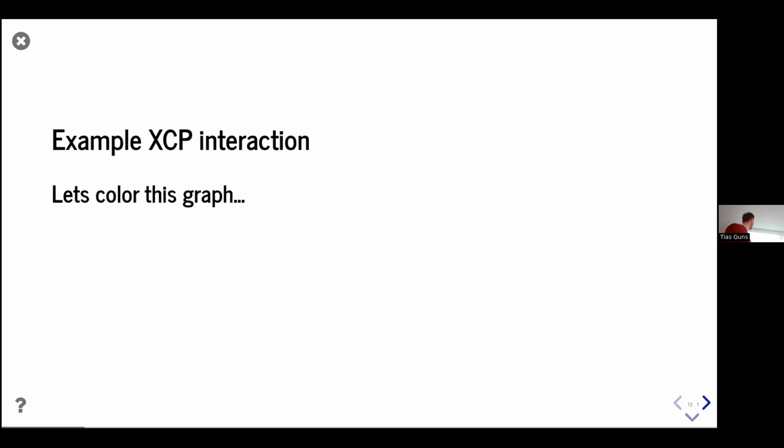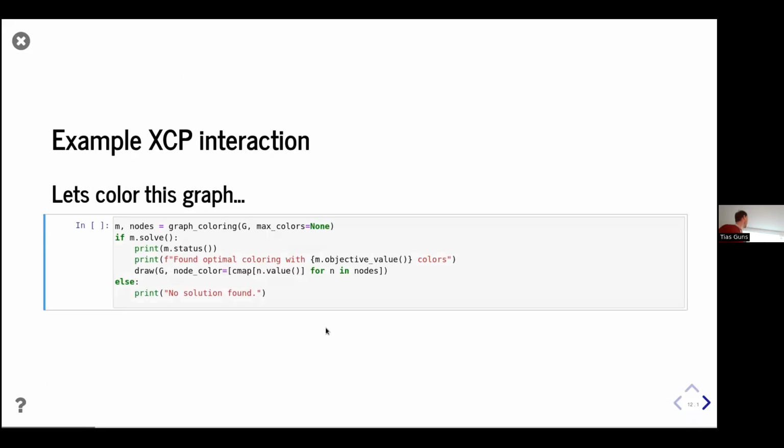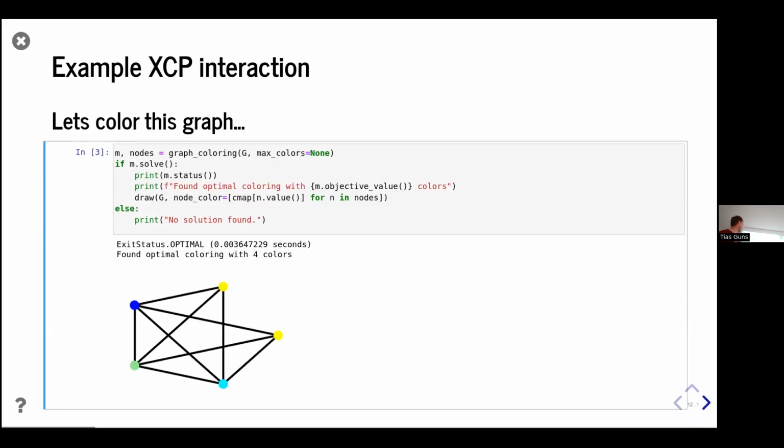So this is our toy graph. Let's color it. What you do is, well, it's a trivial model. I don't even show it. For every edge, there's a not-equals constraint, and then you solve it. You call solve, it finds a solution in 0.003 seconds with a CP solver, great, and it finds a solution with 4 colors. Okay.